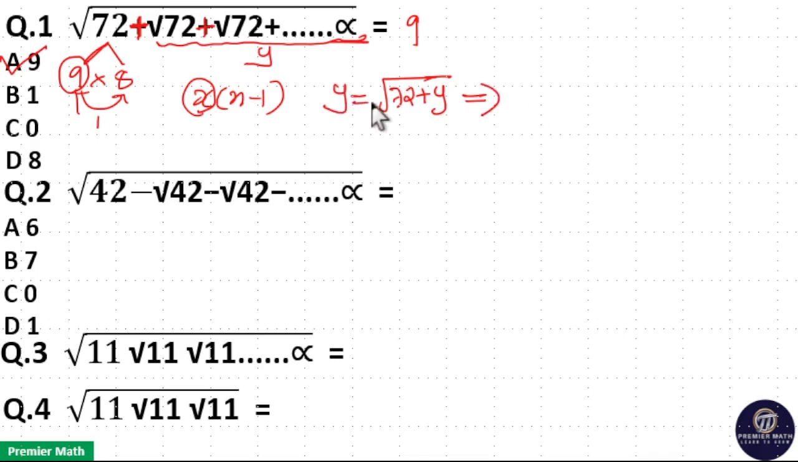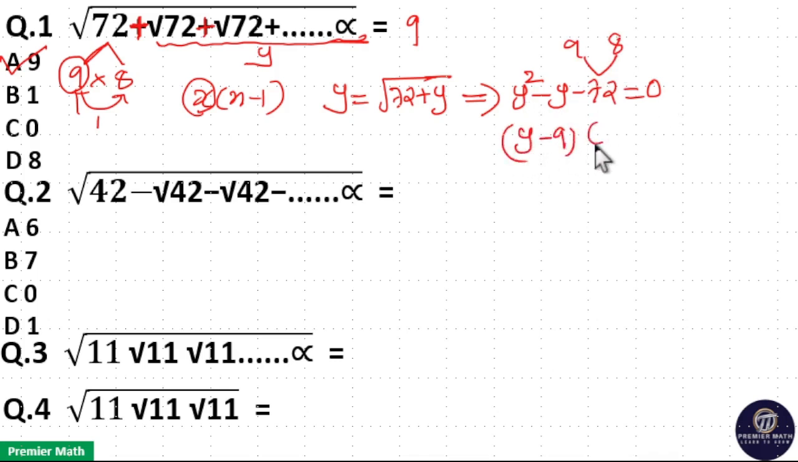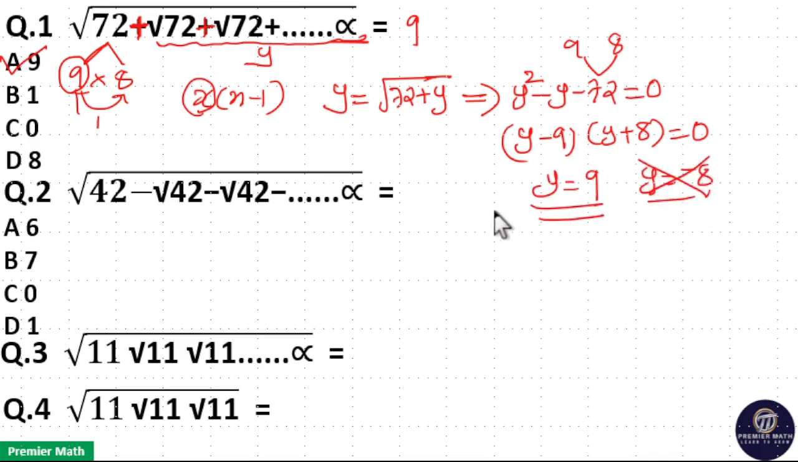Now y square is equal to 72 plus y, which means y square minus y minus 72 is equal to 0. 9 into 8 is 72, so I can write this as y minus 9 into y plus 8 equal to 0. Here minus 9 into plus 8 is minus 72, and minus 9 plus 8 is minus 1. Which means y is equal to 9 or y is equal to minus 8. But the negative value we can ignore. Take the positive value, because this is under root 72 plus infinite terms. Under root, some number means this number must be a positive value. So take y as 9.